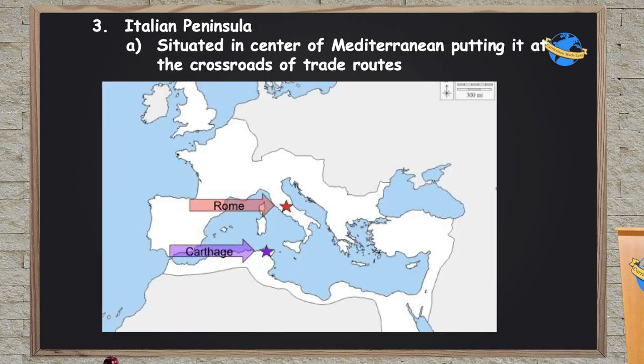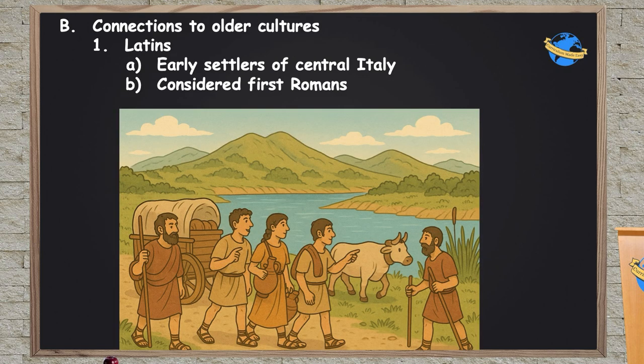And then there's the fact that the Italian peninsula juts right into the middle of the Mediterranean Sea, and Rome itself is situated right in the middle of the Italian peninsula. This makes it situated in the center of all the crossroads of trade. They're going from west to east and east to west across the Mediterranean Sea, so that's an ideal location for trade routes.